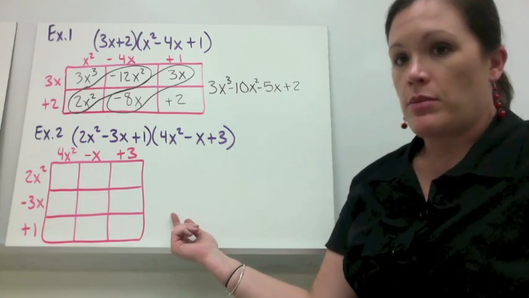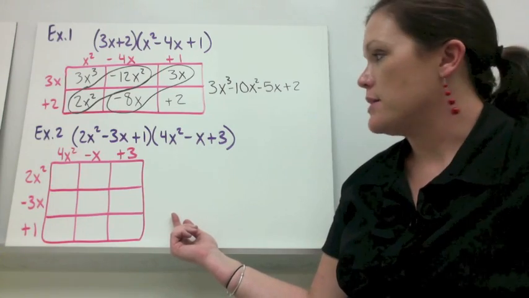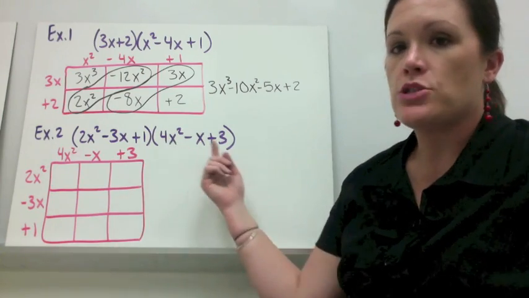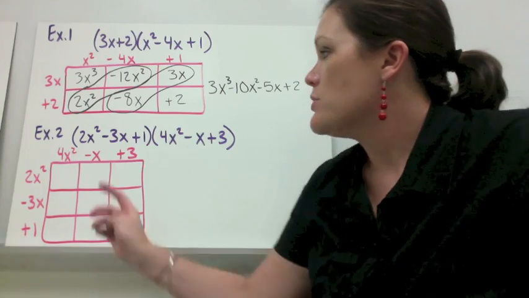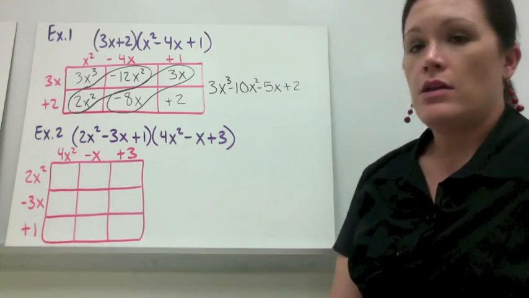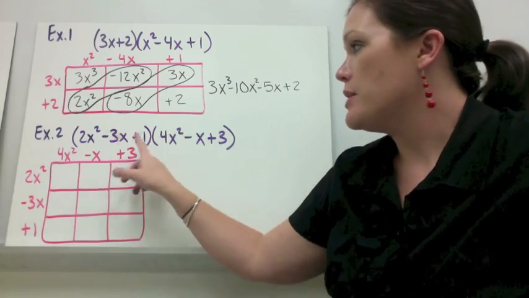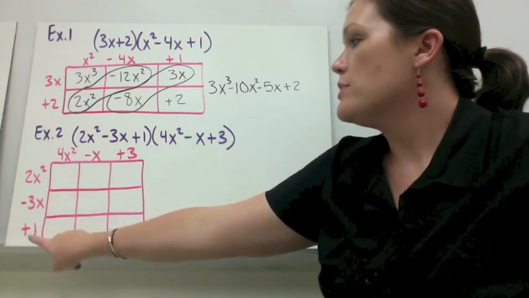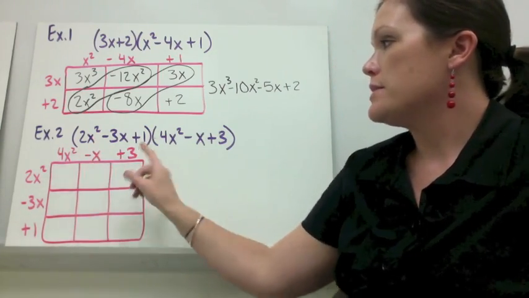We can just make a bigger box. So we have a 3 by 3 box this time. So your box size should match what you're multiplying. So I could put a term outside of each box on the top and on the side. So we have 2x squared minus 3x plus 1, and we have 4x squared minus x plus 3, and we can start multiplying.